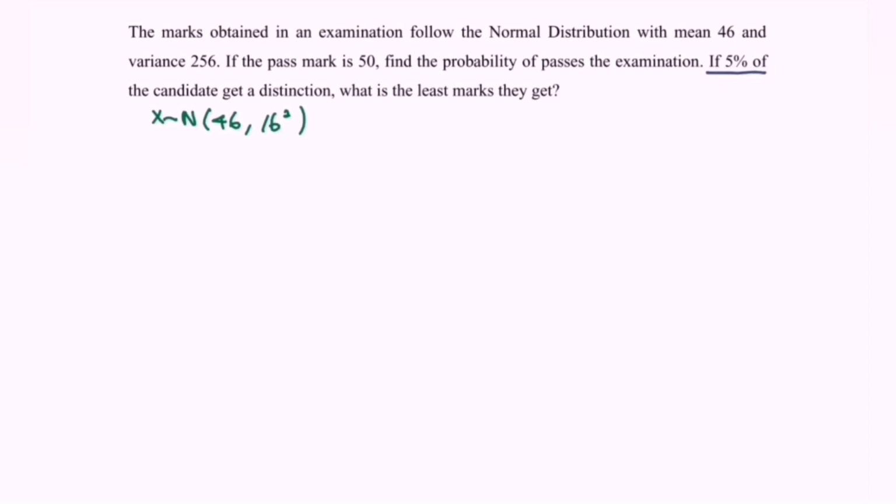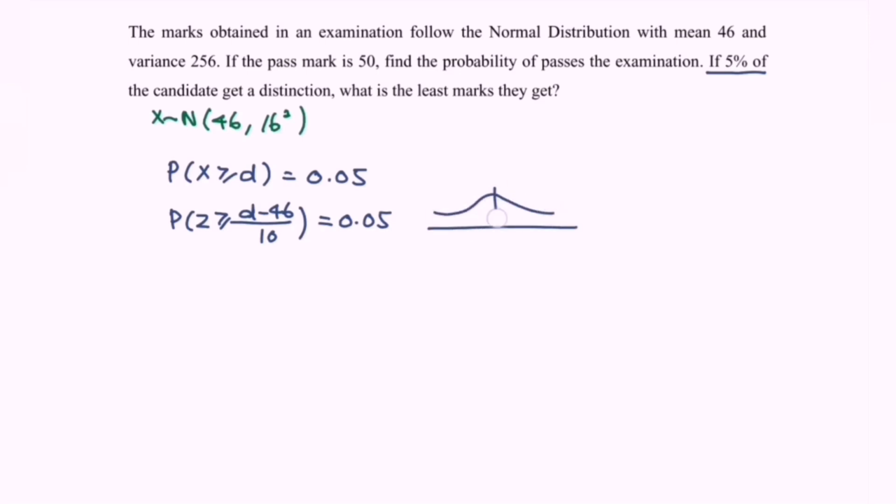Next, for the second part, if 5% of the candidate get a distinction, what is the least mark they get? So the question will be probabilities that x is greater equals to d is equals to 0.05. So step number 1 is to standardize the situation, where we have (d minus 46) over 16 is equals to 0.05. Next, by referring to the graph, where we have the standard normal, first, locate the z on the left. Then, z is greater than equals to (d minus 46) over 16. So in here will be the region.